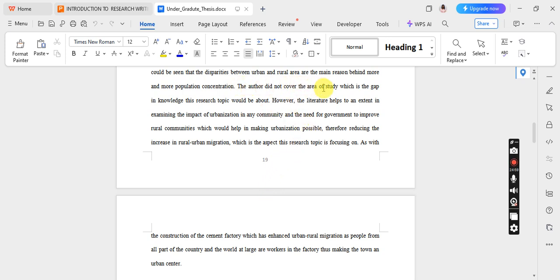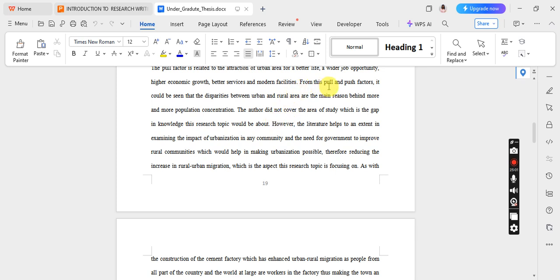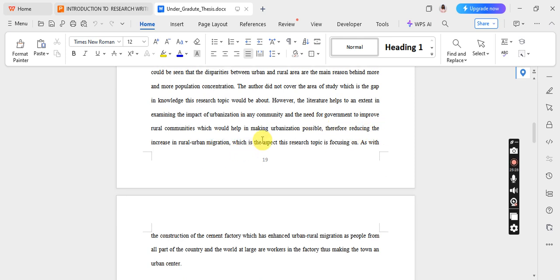Okay, the author did not cover the area of study. From these push and pull factors, it could be seen that disparity between urban and rural areas is the main reason behind more and more population concentration. The author did not cover the area of study, which is the gap of knowledge this research topic would fill. However, the literature helped to an extent in examining the impact of urbanization in any community and the need for government to improve rural communities, which would help in making urbanization possible, therefore reducing the increase in rural-urban migration, which is the aspect this research topic is focusing on.